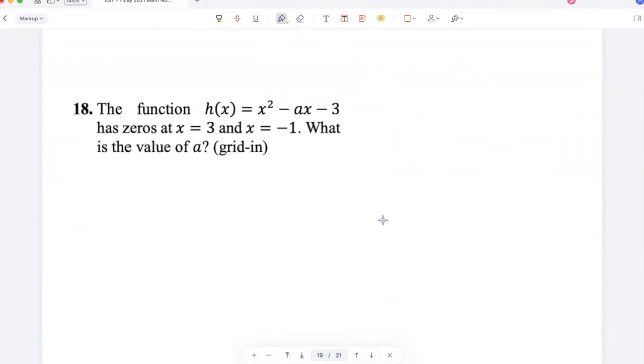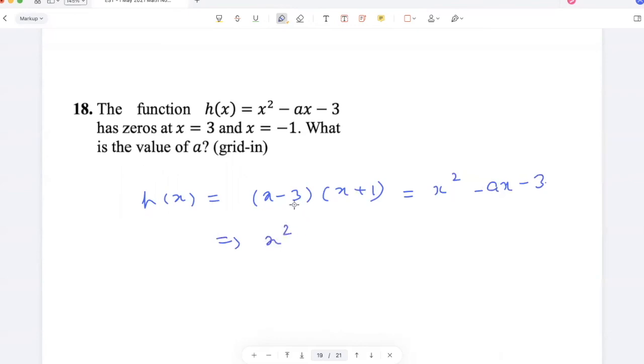The function h(x) has zeros at x equal to 3 and x equal to negative 1. What is the value of a? Okay, so if it has zeros at x equal to 3 and x equal to negative 1, then h(x) can be written as (x minus 3) times (x plus 1). And this is x squared minus ax minus 3. So x squared minus 3x plus x minus 3, which is x squared minus 2x minus 3, equals x squared minus ax minus 3. So by comparing, a becomes 2.